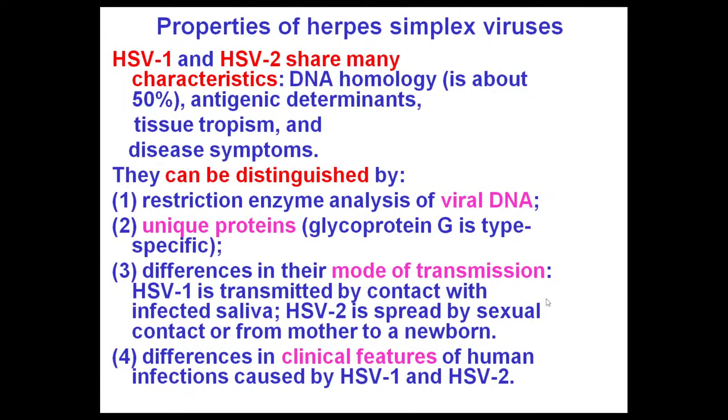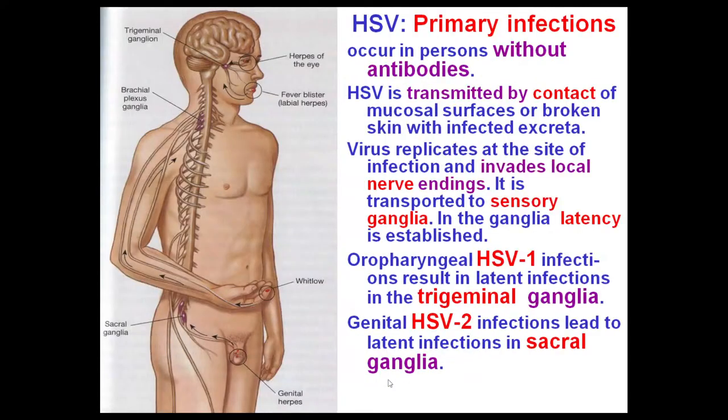So they are quite common, HSV1 and HSV2, but still some of their characteristics may be different or distinguished. For example, restriction enzyme analysis of viral DNA gives different patterns. Then they may vary in unique proteins. For example, some of the glycoproteins may be specific for a particular type, HSV1 or HSV2. Then we have a slightly different mode of transmission. Usually HSV1 is transmitted by contact with infected saliva, and more commonly HSV2 is spread by sexual contact. But that can be upside down. There are also differences in clinical features of human infection caused by HSV1 or HSV2 that we have discussed already.